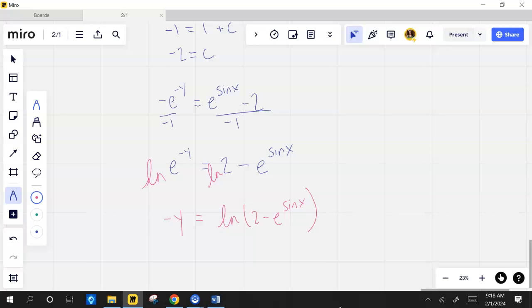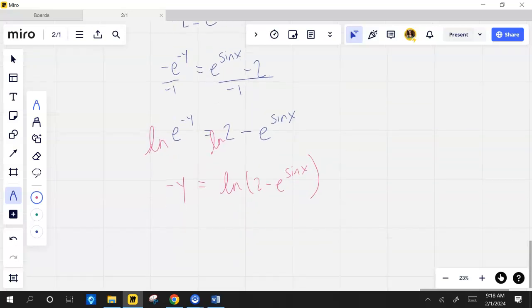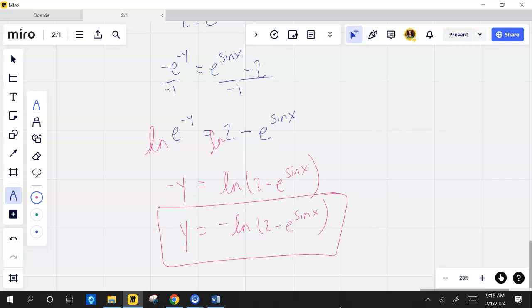And now, yes. Divide by negative. Yes, because you got to get y by itself, right? So it's just negative of all of this. I guess it didn't get dicey. Sometimes it does. The argument can't be negative.